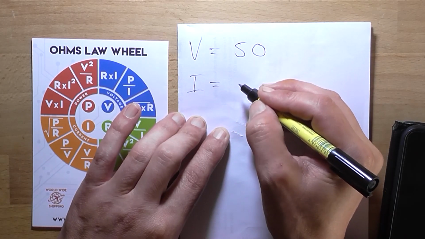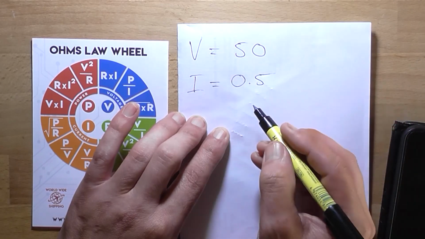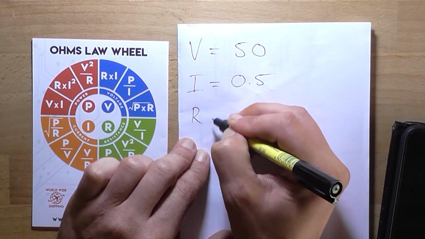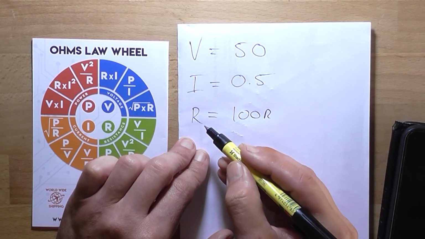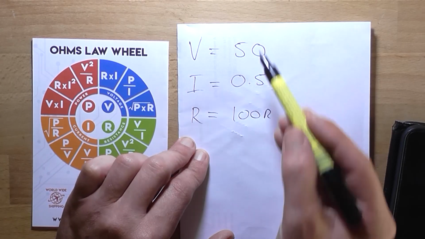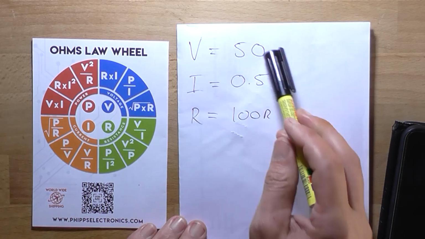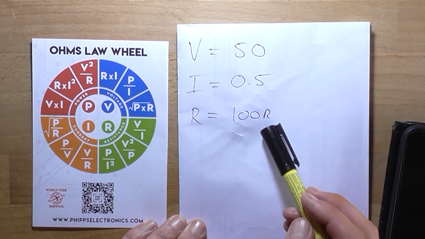So if you want half an amp for I, it's 0.5. And for the resistance of the circuit, I'm going to make it 100 ohms. And resistance is always in whole ohms. So if you wanted 1K, it would be 1000 ohms. So there's our basic electrical figures. So 50 volts in the circuit consumes half an amp, and the resistance of the circuit is 100 ohms.